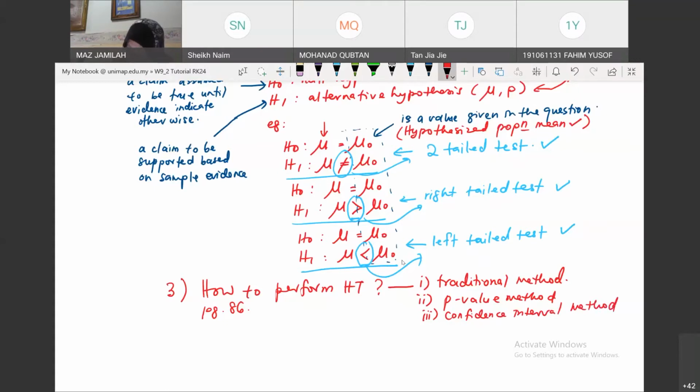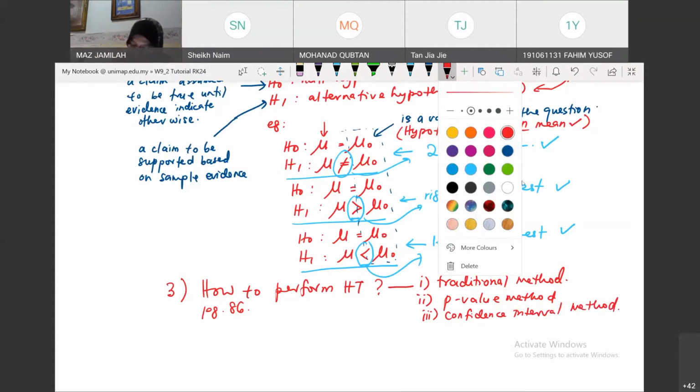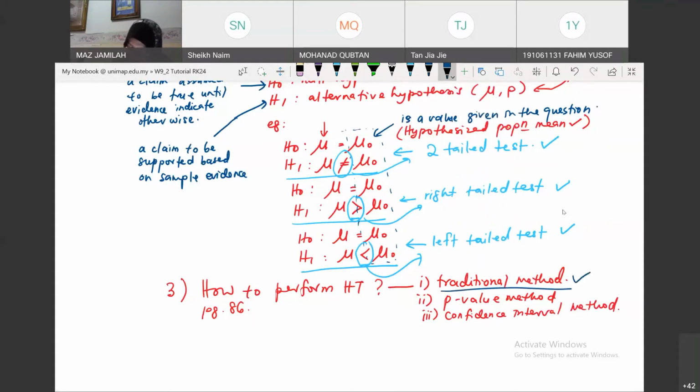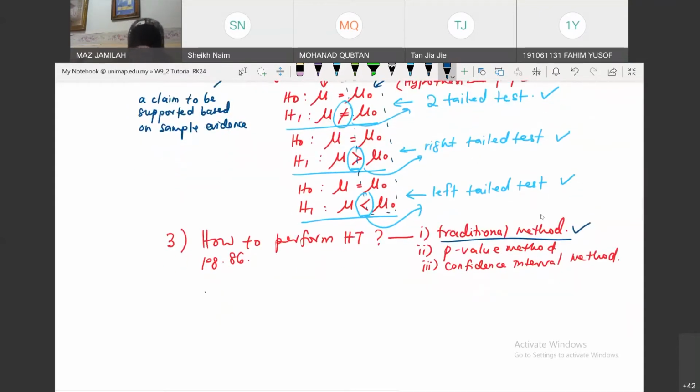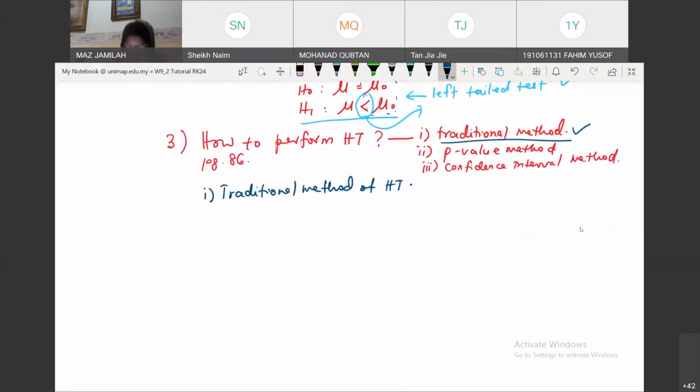Okay, now let's see how the first one is being done. The procedure-wise are just the same, but the way we approach in terms of making the decision will be a bit different. So let's move to the first part, the traditional method of HT. If you look at the steps, there will be 5 steps in performing the hypothesis testing.